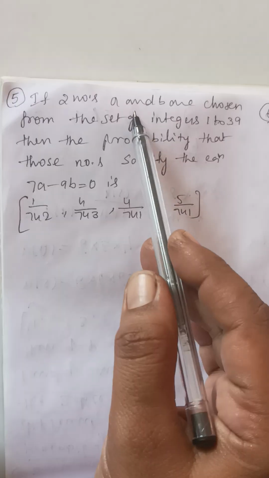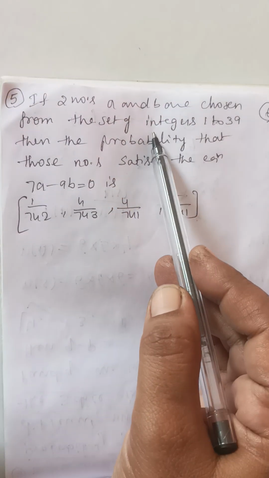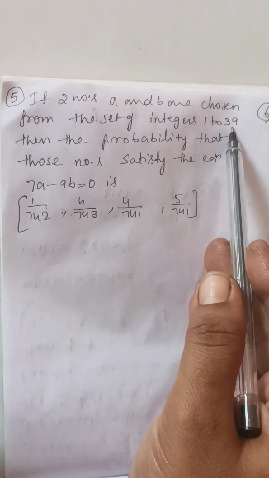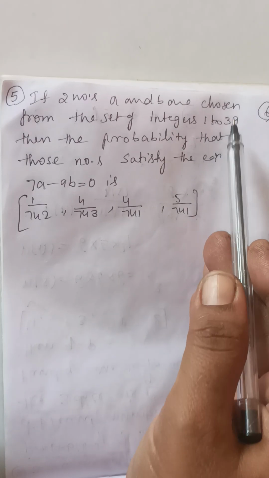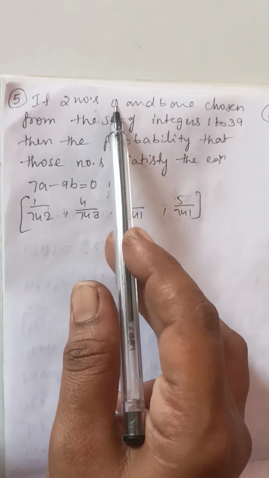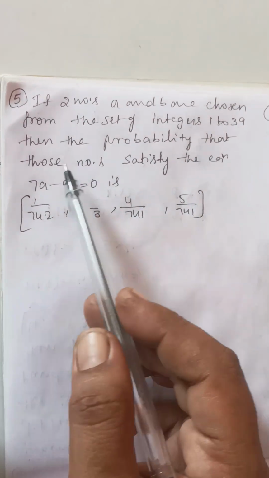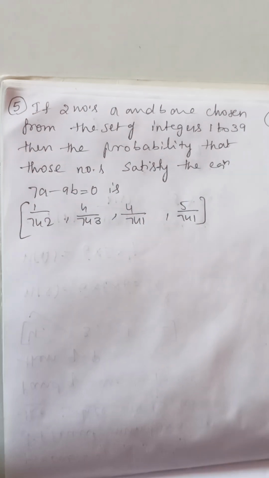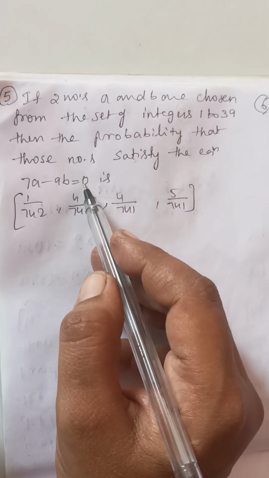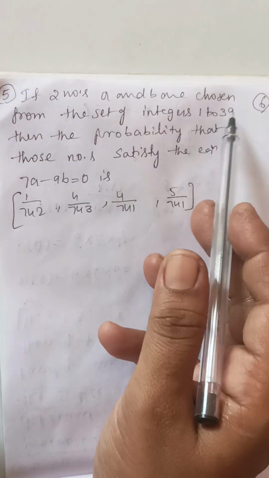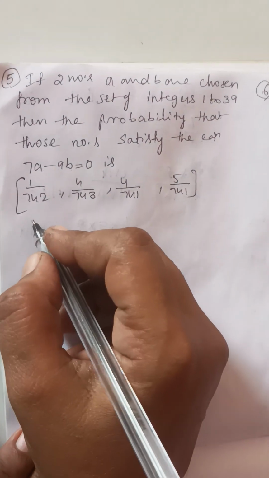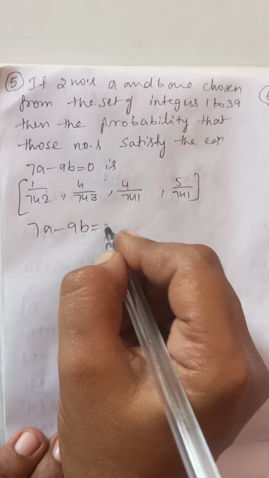If two numbers a and b are chosen from the set of integers 1 to 39, so there are totally 39 numbers, 1 to 39. So out of these 39 integers, we are taking 2, and those 2 are named a and b. Then the probability that those numbers satisfy the equation. The equation is 7a minus 9b equal to 0. What should be a and b out of the first 39 integers?